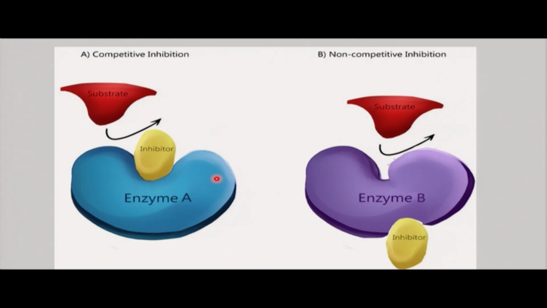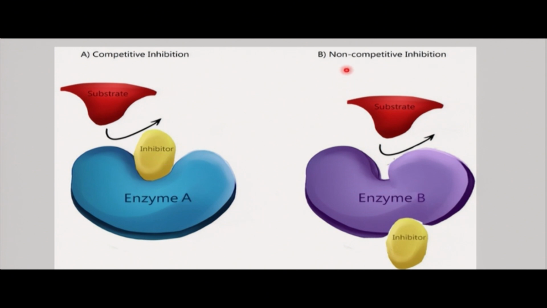forms of inhibitors. We have competitive inhibition. Dear student, this is our enzyme. Then this is the substrate. Then this is the inhibitor. You can see the inhibitor and substrate can compete to enter into the active site of the enzyme. So when the inhibitor enters into the active site, that means the substrate will not be able to come and enter into the active site. So what will happen? There will be no enzyme substrate reaction because the inhibitor has entered into the active site.